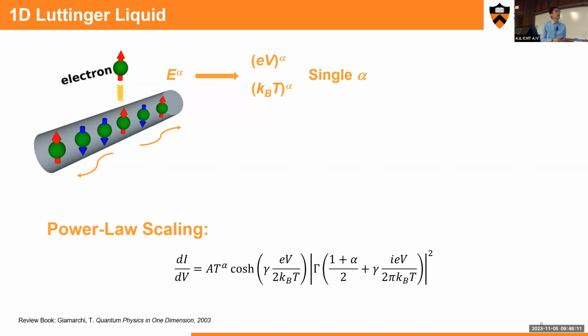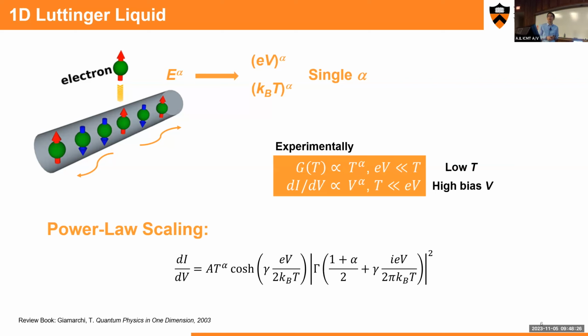A direct result is that you can do a parallel scaling in the transport measurement, which corresponds to the alpha number here, and they should all be the same. Experimentally, if we examine a system and it is a Luttinger liquid, we should expect that in the low temperature region, it shows a temperature parallel. But in the high bias region, it shows an external bias parallel.